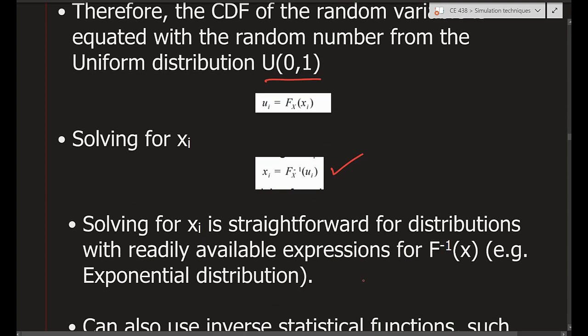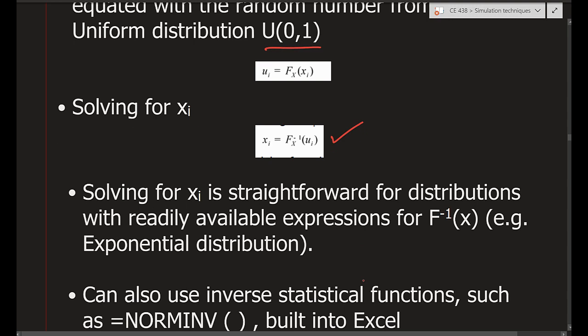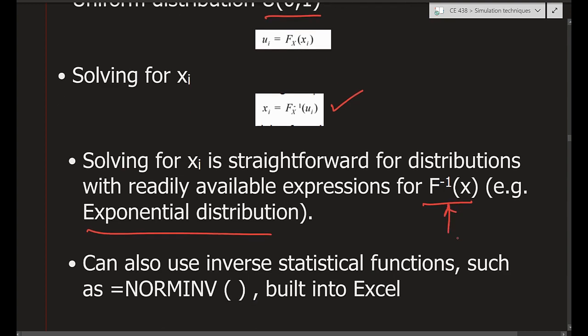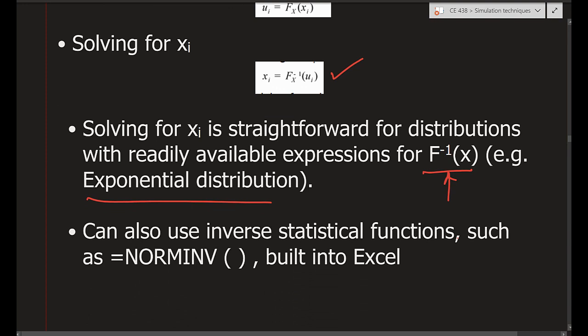Solving for xi is straightforward for some distributions, and a readily available expression for F inverse of x can be derived, or it can be seen in any textbook. For example, in the case of the exponential distribution, you can derive an expression for F inverse of x. In other cases you don't have this kind of inversion available. In those cases you can go to the table, see the particular CDF value, and find for which value of x this corresponds.